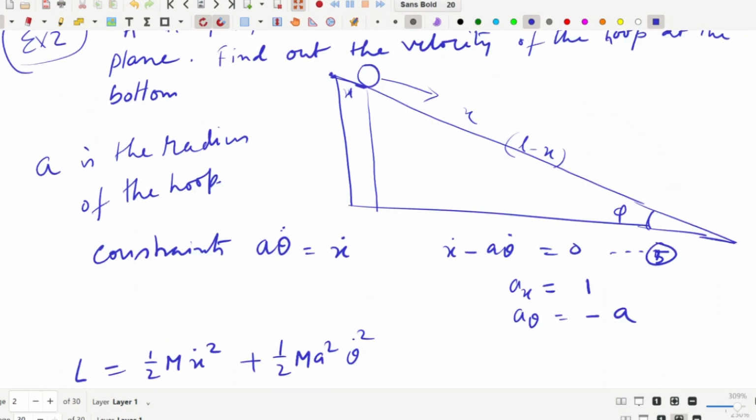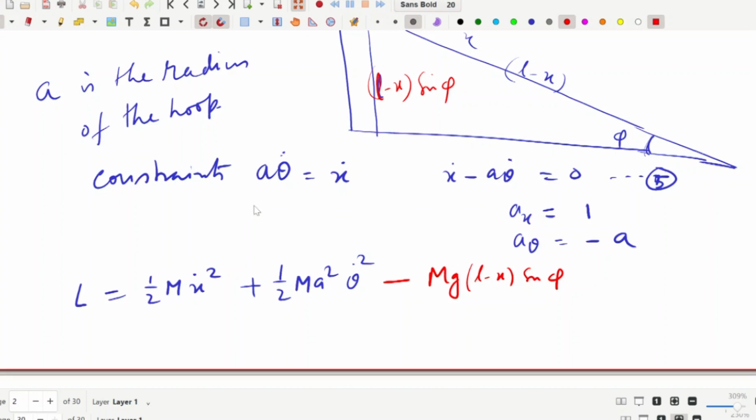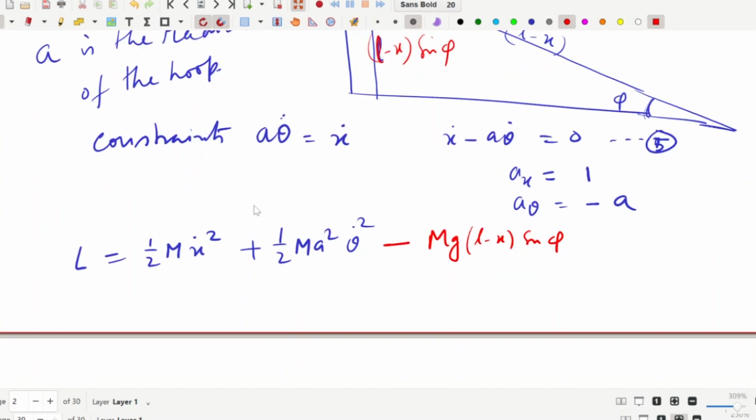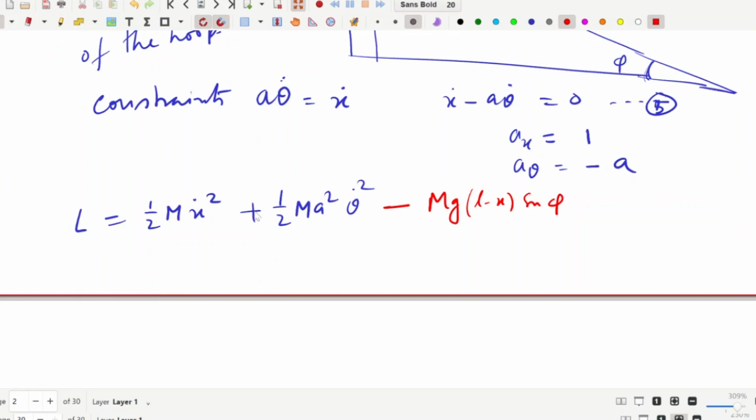So, if this angle is phi, then this length will be L minus x, and the height is (L minus x) times sine of phi. So, the potential energy will be mg (L minus x) sine phi. Okay. So, this is the Lagrangian, and we have the constraint equation.